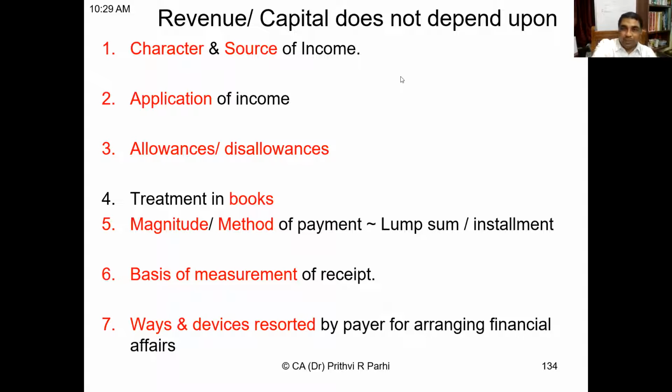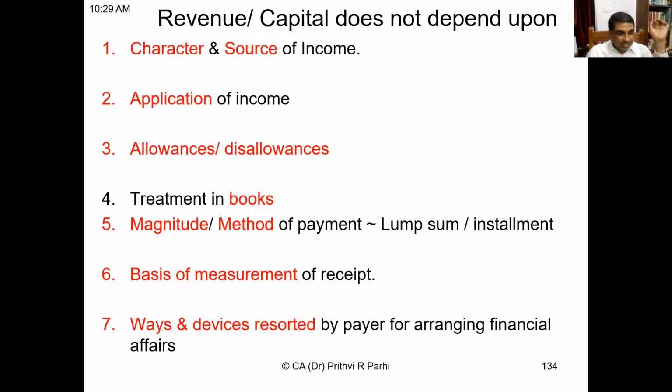So many principles we discussed. And finally, if you try to summarize, we'll draw certain points. First of all, whether it is revenue or capital does not depend upon the character or source of income. It depends upon the nature of the income. From which source it is coming doesn't matter. It also doesn't depend upon the application of the income. Where you're applying that income does not matter. Whether it is allowed or disallowed by the tax authorities also doesn't matter.